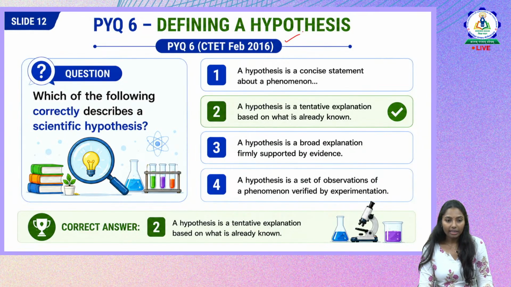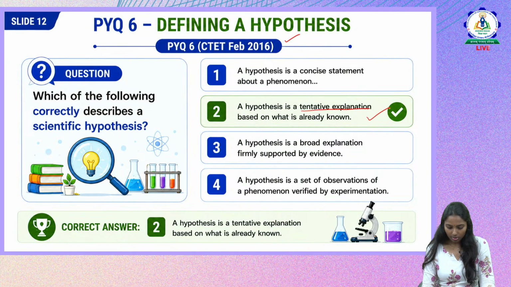Which of the following correctly describes scientific hypothesis? So here we have to understand the definition of hypothesis. As I have told, hypothesis is an assumption that you have, which you test and then confirm, and based on the results you generate a conclusion. So it's a tentative explanation based on what is already known. So this is your answer. Okay, it is not a concise statement about a phenomenon. It's a tentative explanation or an educated guess, we can say. Okay, so this is the answer.